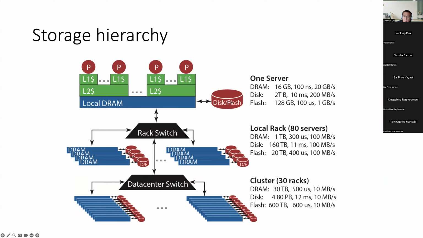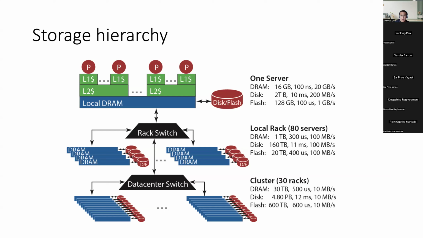and they can access a local disk or the SSD, or they can go through the rack switch. Remember that each rack is just a local box. Through the rack switch, you can access the memory and all the disks on the servers in the same rack. Of course, you can go through the data center switch to access the memory and disk from the servers in the same data center.